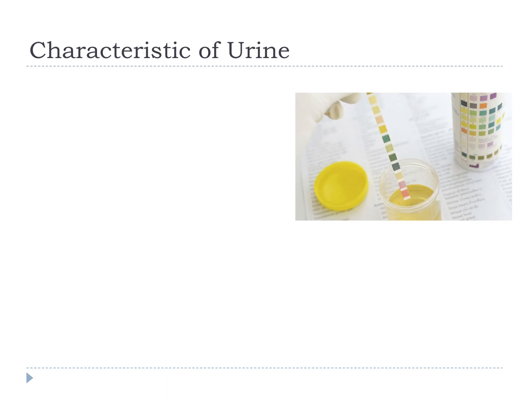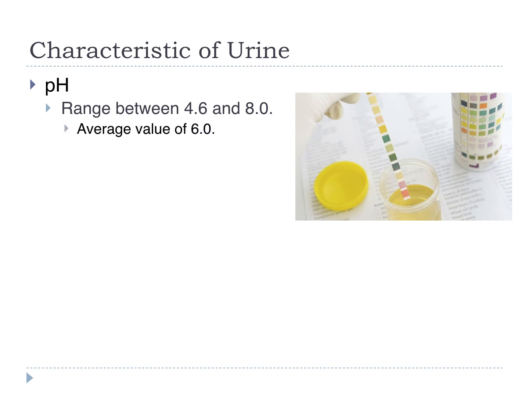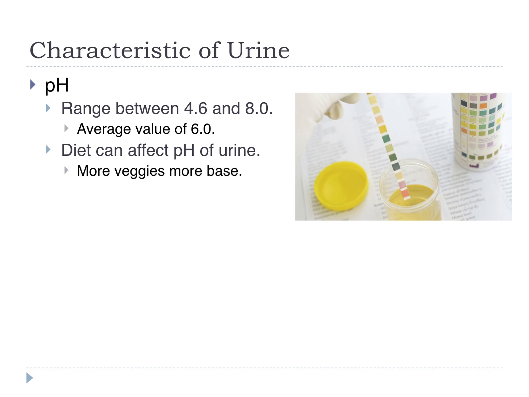Another characteristic is pH. It usually ranges between 4.6 and 8.0, so we say the average value is about 6.0. Diet immediately affects the pH of urine. If you are a vegetarian or a vegan and you have more veggies in your diet, your urine is more basic. If you are like our friend Coach Garcia, where we see a high intake of red meat, you are more acidic in terms of the pH of your urine.